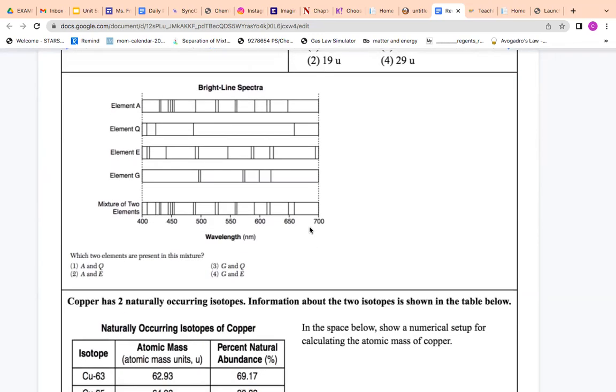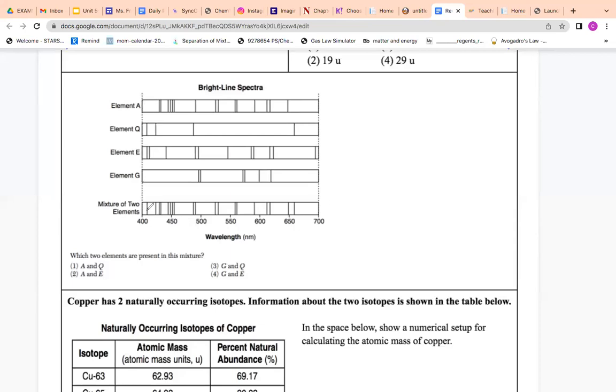Okay, 2 more. All right, here's our bright line spectra. So again, all you got to do is just match up your lines, but make sure that all of your spectral lines match to the mixture. So we've got this mixture of 2 different elements, element A, Q, E, G. These are just symbolizing elements. Those are not actual symbols for real elements.